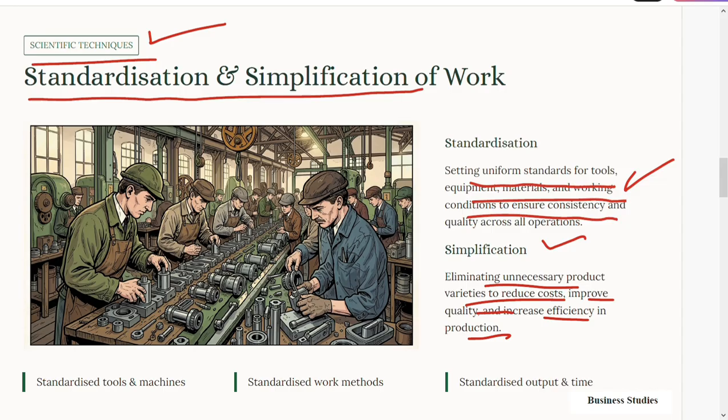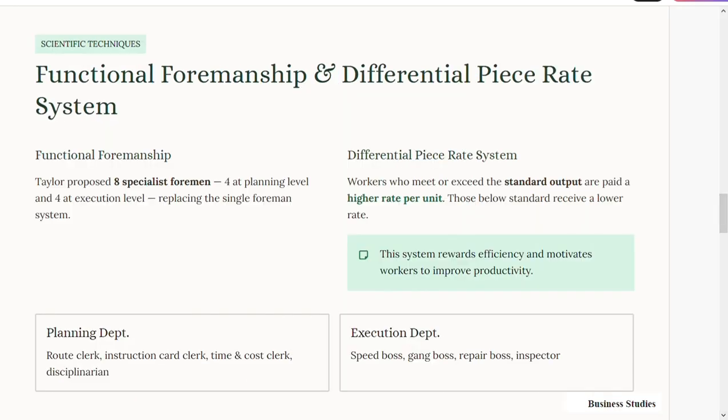And the efficiency, and there should be some kind of movement which should be avoided while we are having the production in place, and that is how we are making the process and the production simple, and that increases the productivity of each employee and the department. So this is one of the techniques which is called scientific technique, right? Then move to the other, functional foremanship and differential piece rate system. Functional foremanship is very important.